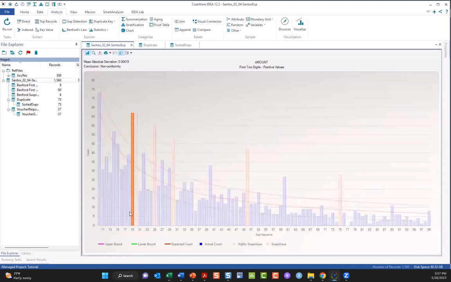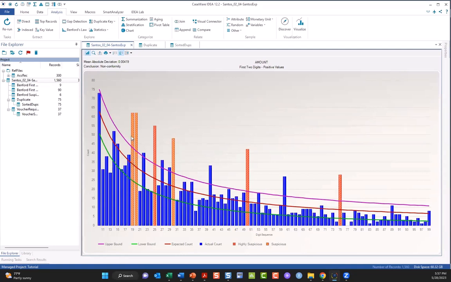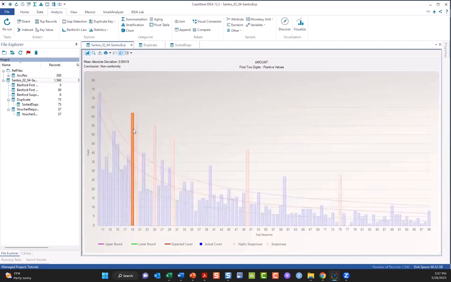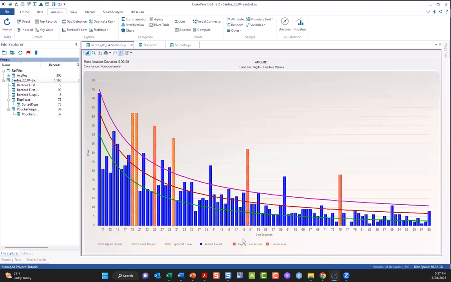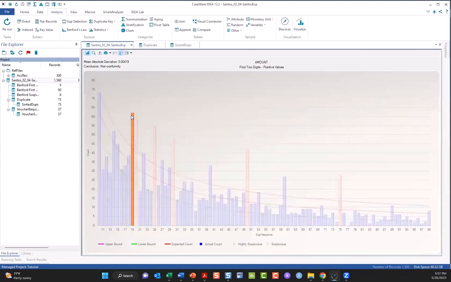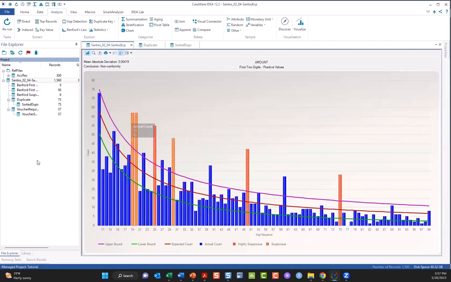But you can see the 19 over here. We have a huge spike at 19. It is one of the suspicious, and we know what's causing those 19s. Well, you don't want to go over 20. It's the 199.99. Yeah, right. You don't want to go to 200. Right. All of those 199.99s are causing that spike over there.